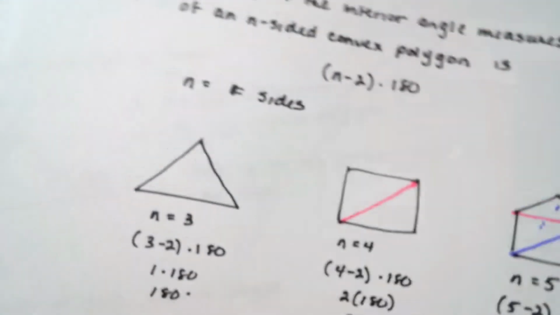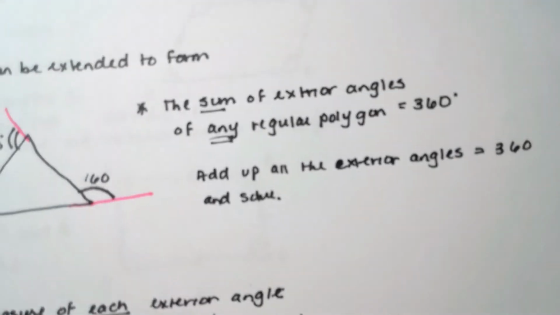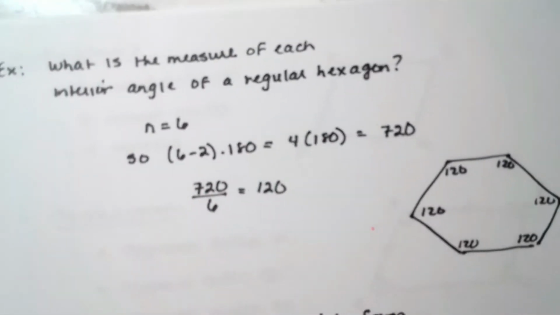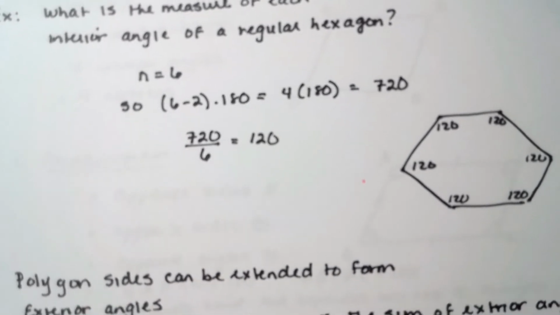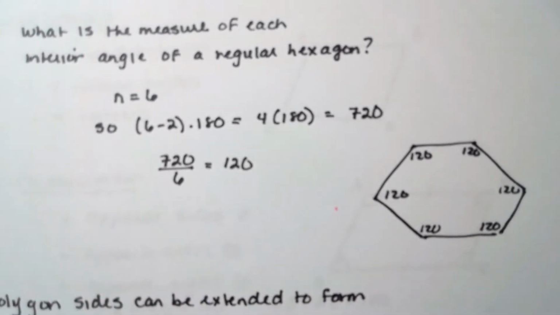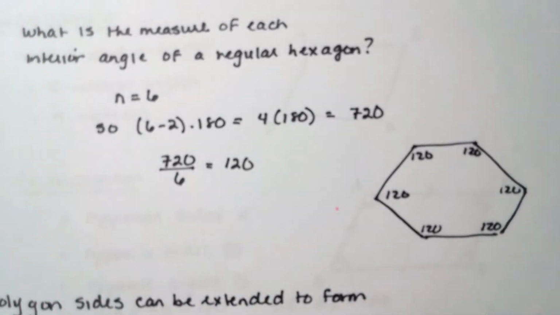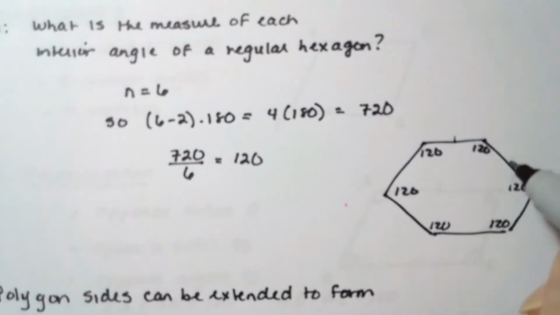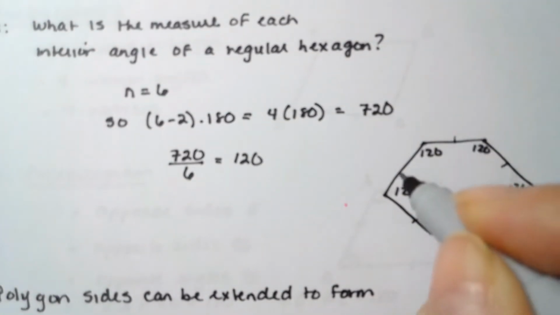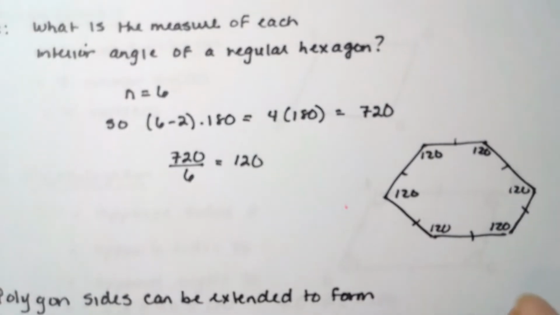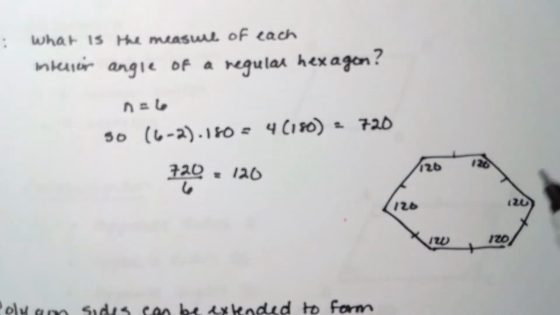Those are the interior angles. Here's another example. So here we've got a regular polygon, okay? You have to remember, in a regular polygon, all the sides are going to be congruent, all the sides are going to be equal, and all of the angles inside are going to be equal, okay? So that's why I wrote 120 for each of these.